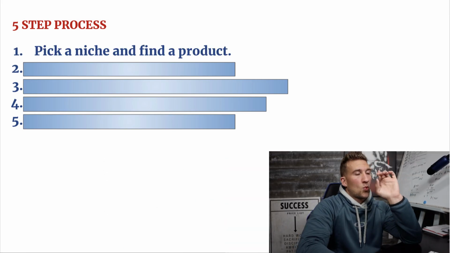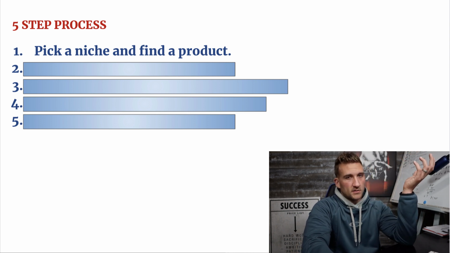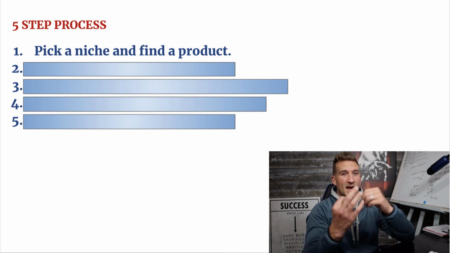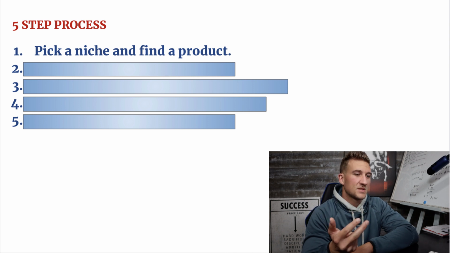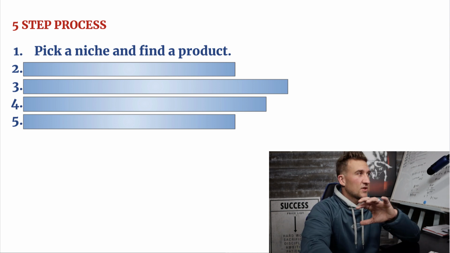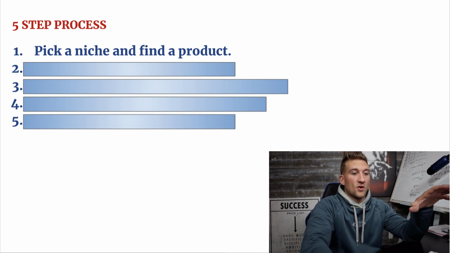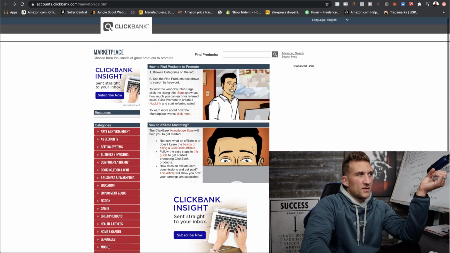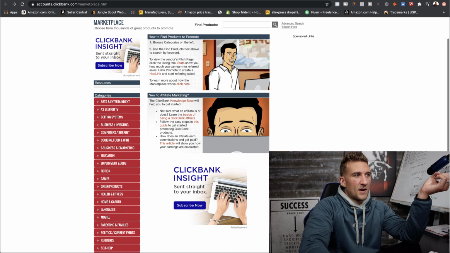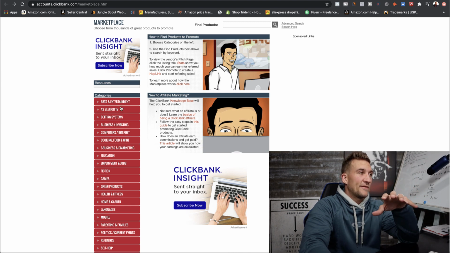For step number 1, you have to pick a niche and find a product. So the top 3 niches in the industry are going to be health, wealth, and relationships. So for today's video and the content of this video training today, we're going to stick with wealth. And then you have to find your product. Over here is your ClickBank account, which we just talked about. This is where you can find products to source and be an affiliate for.